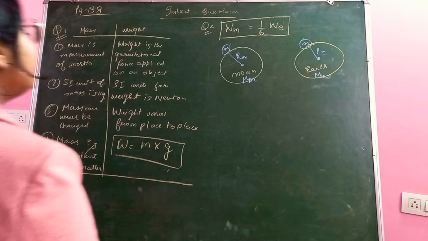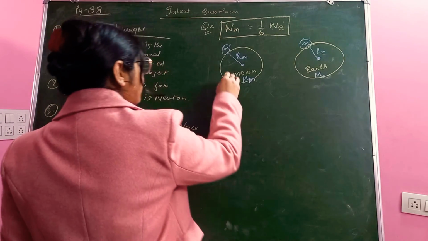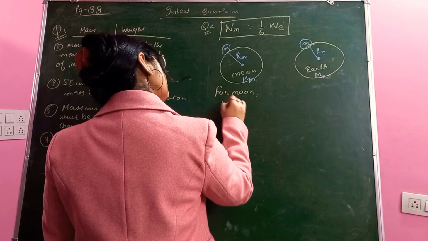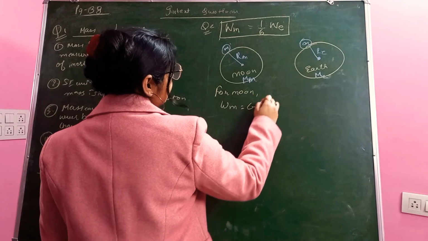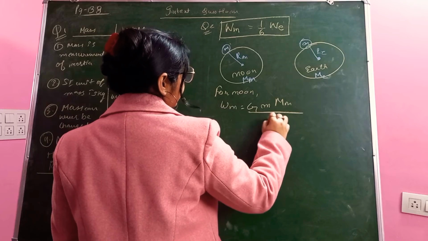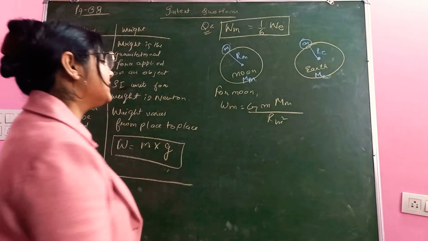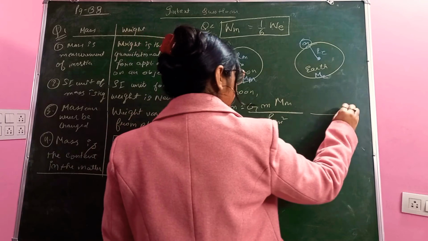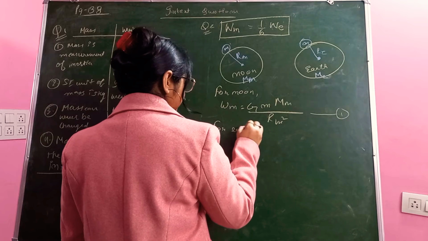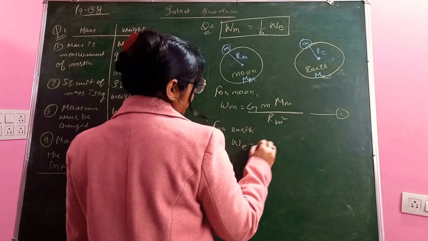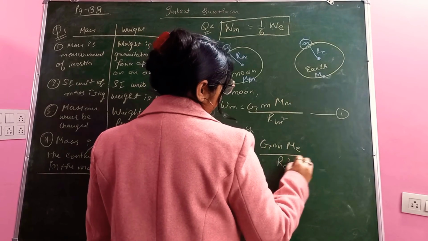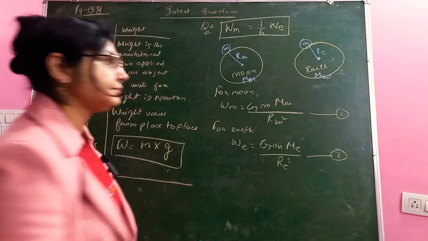So then what would be the value for weight? For moon, weight of object on moon will be G M_m m upon R_m square, right? First equation. And for Earth, weight of object on Earth will be G M_e m upon R_e square. This is second equation, right?